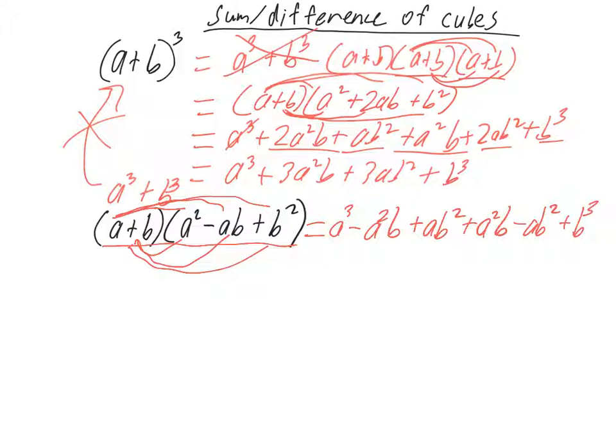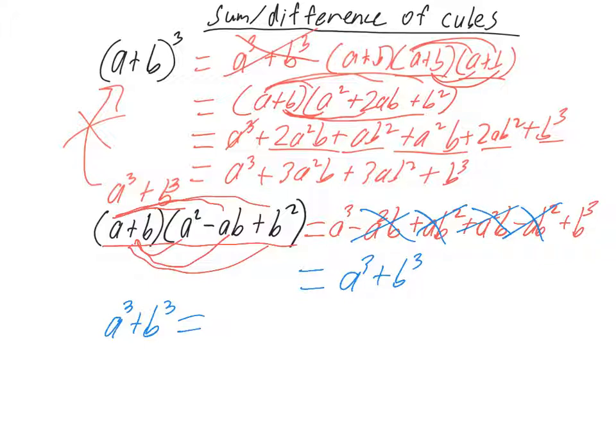And then what we see is the minus a squared b and the plus a squared b cancel out. The plus ab squared and the minus ab squared cancel out. And we're left with a cubed plus b cubed. And so all of that is to say, what you need to know, and really this is one of those things you just sort of have to memorize, is that a cubed plus b cubed is a special kind of factoring, something cubed plus something else cubed, and it looks like this.